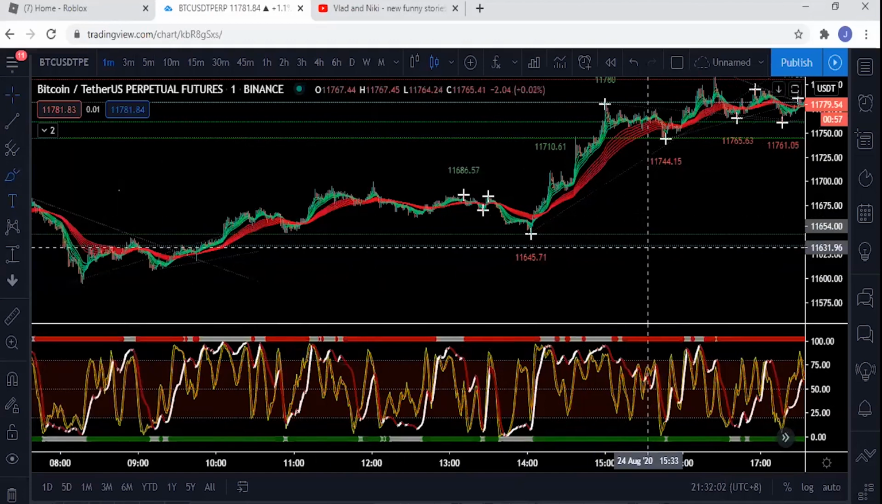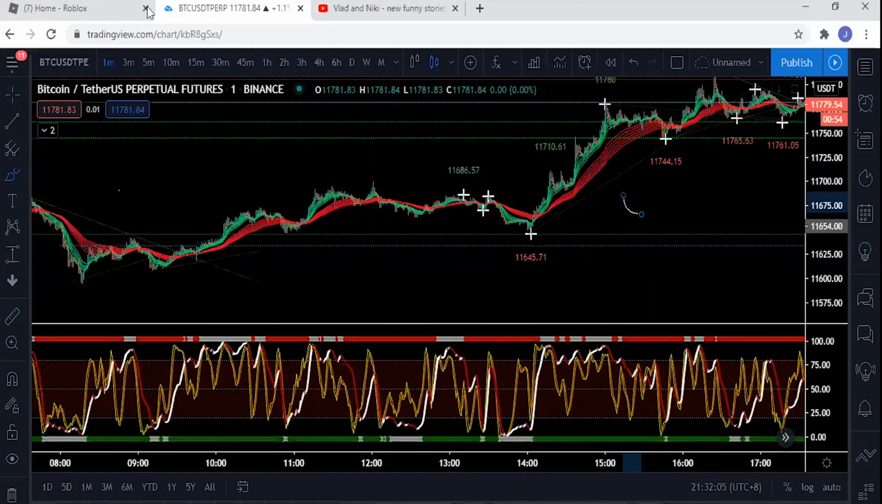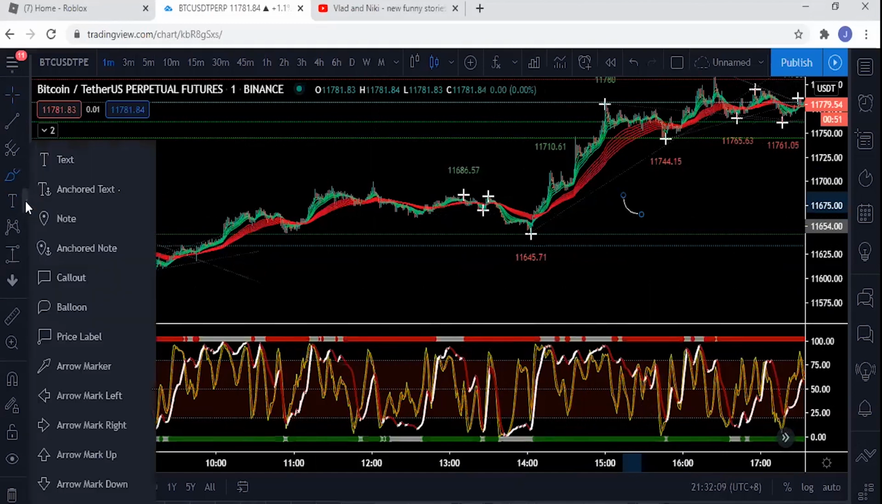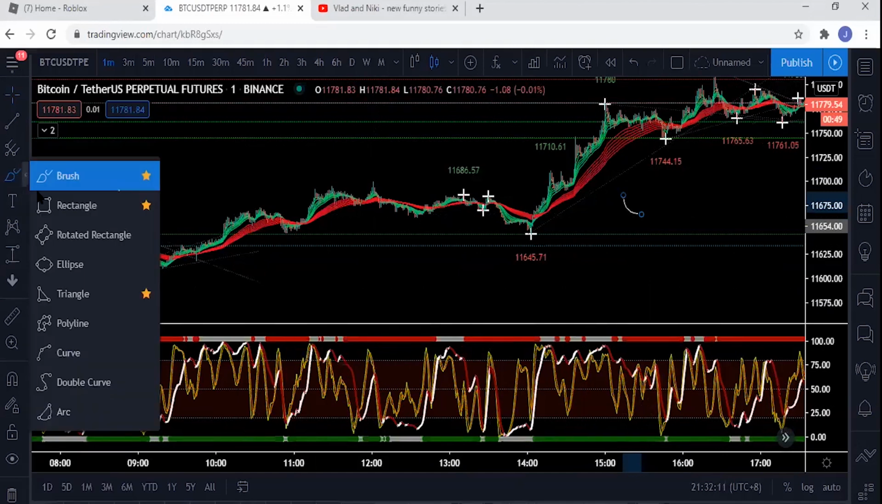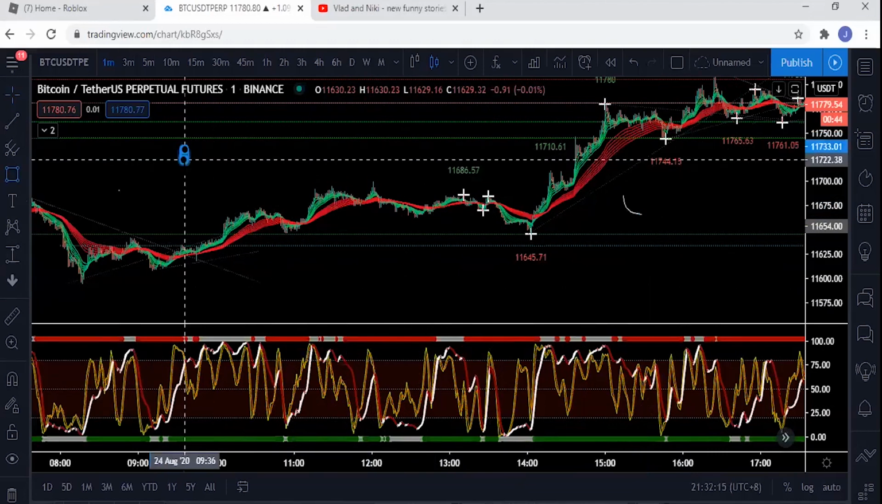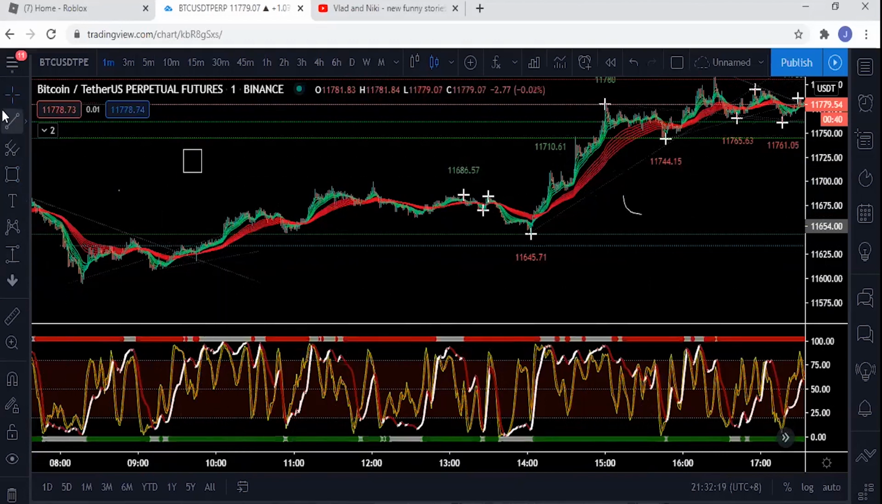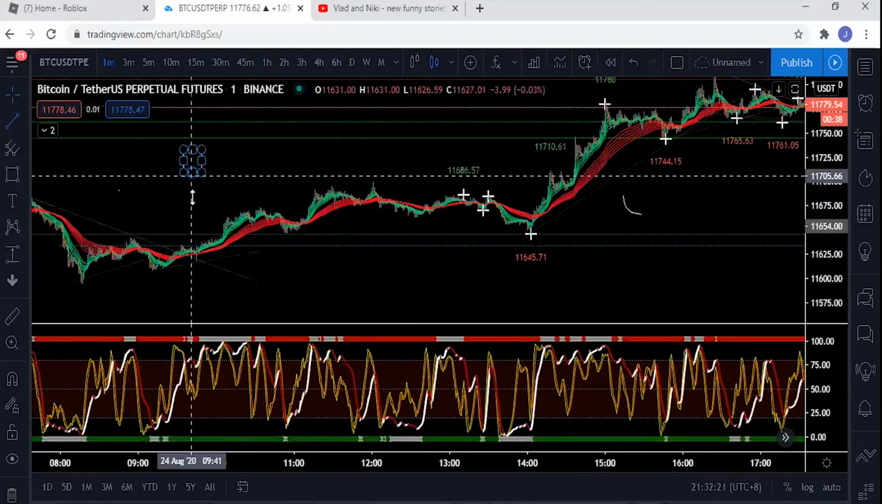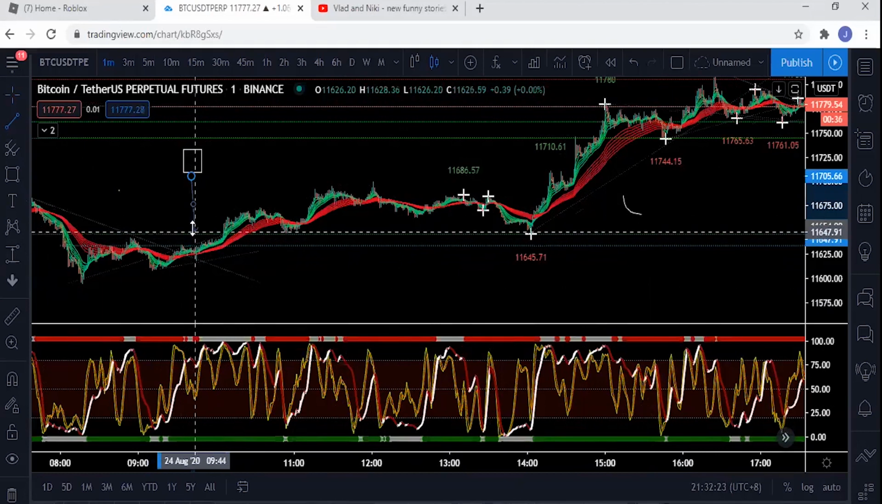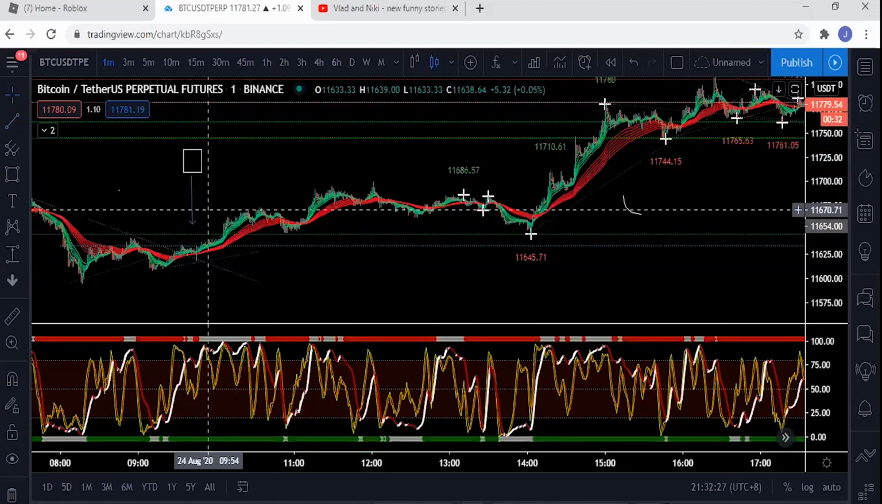Wait, for example, this is our candle. Oh my God, I don't know how to use this. For example, this is our candle. Yes, from our previous trend. Okay, so this is a week.